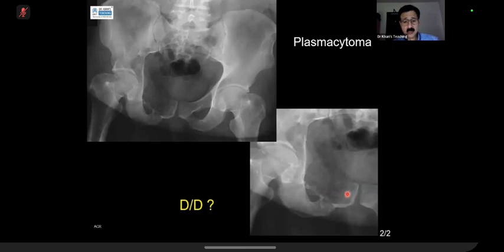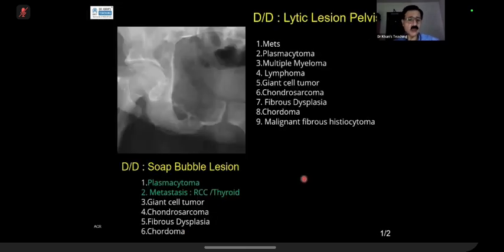Now, you have got a soap bubble lesion. Take a screenshot of this. I don't think it is in your Chapman. Two things I want you to remember. Soap bubble, it is plasmacytoma, 42-year-old. I'll come back to this shortly. Multiple myeloma, usually the age group is more. Plasmacytoma, metastasis, and this is a classical 2B question where, which metastasis: RCC and thyroid.